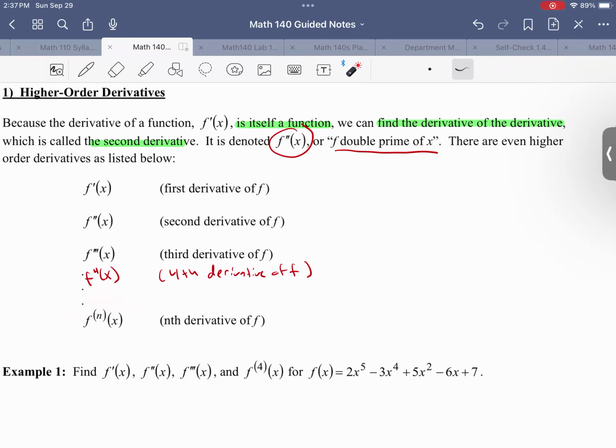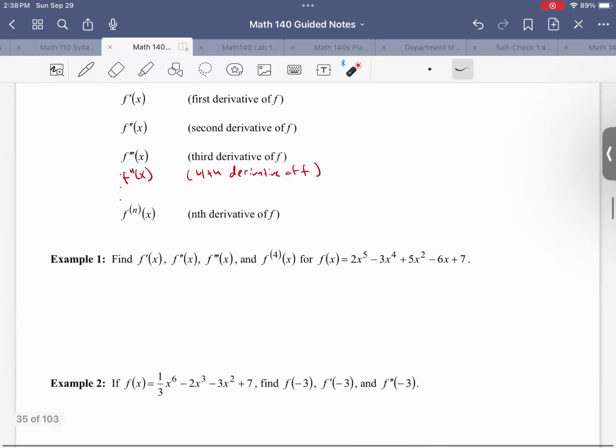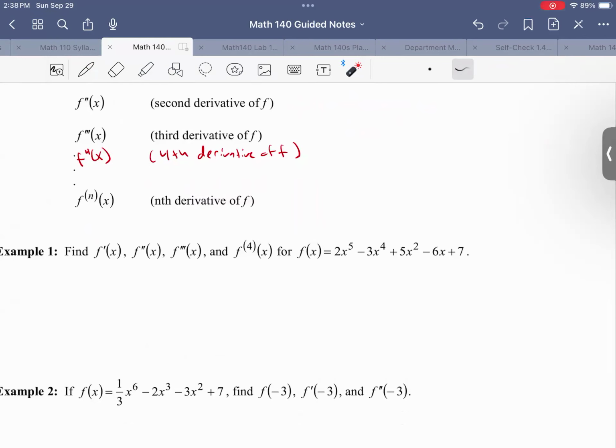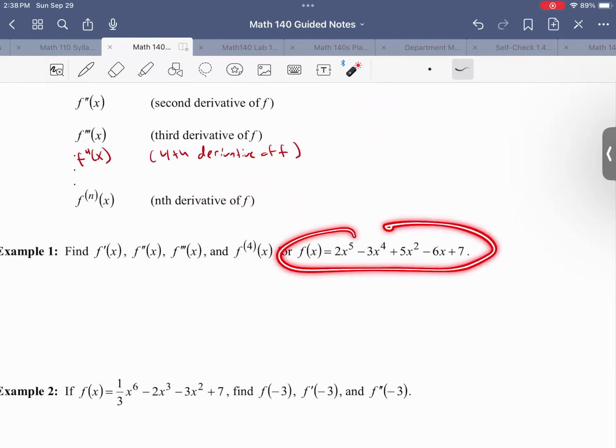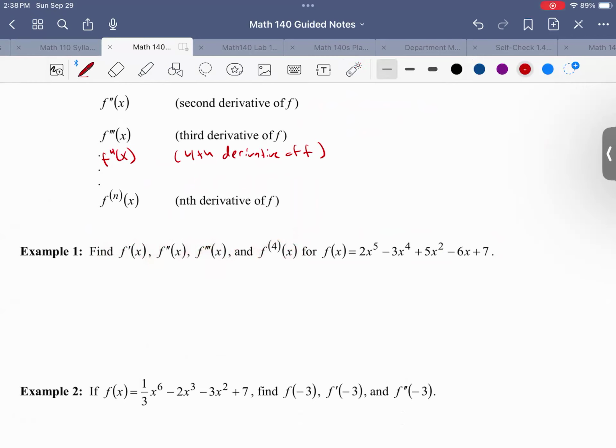Let's check out an example where we're going to take more than one derivative. In example one, we're given a function f of x equals 2x to the fifth minus 3x to the fourth plus 5x squared minus 6x plus 7. The question is asking us to find the first, second, third, and fourth derivatives. So we're just going to keep taking the derivative of this thing.